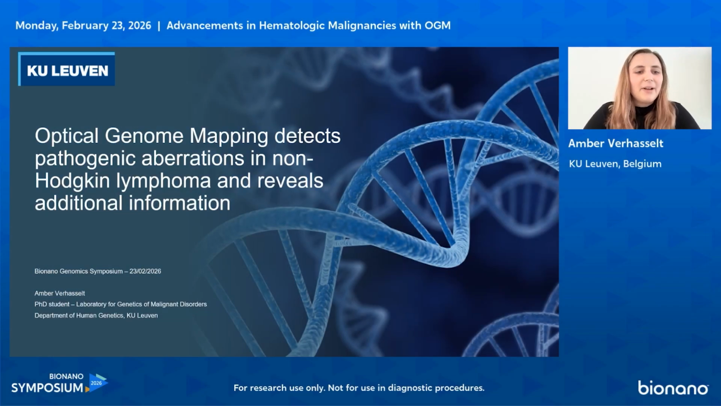Hello, everyone. My name is Amber, and I'm a PhD student at the Laboratory for Genetics of Malignant Disorders at KU Leuven. And today I will present to you a part of my PhD project, which is on how optical genome mapping detects pathogenic aberrations in non-Hodgkin lymphoma and reveals additional information.